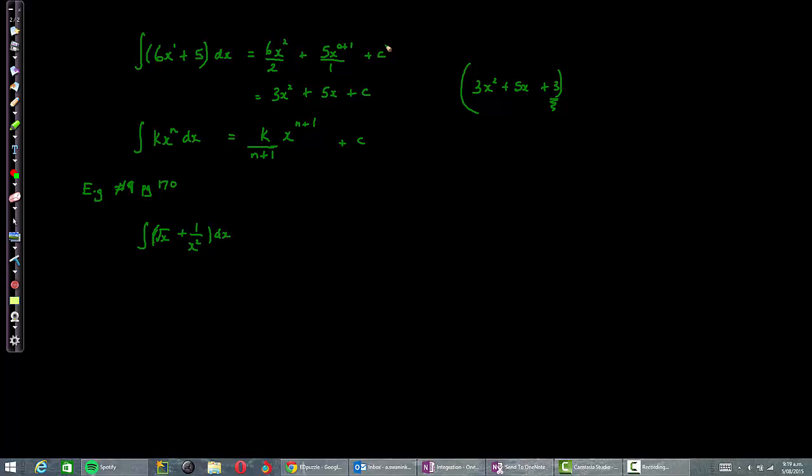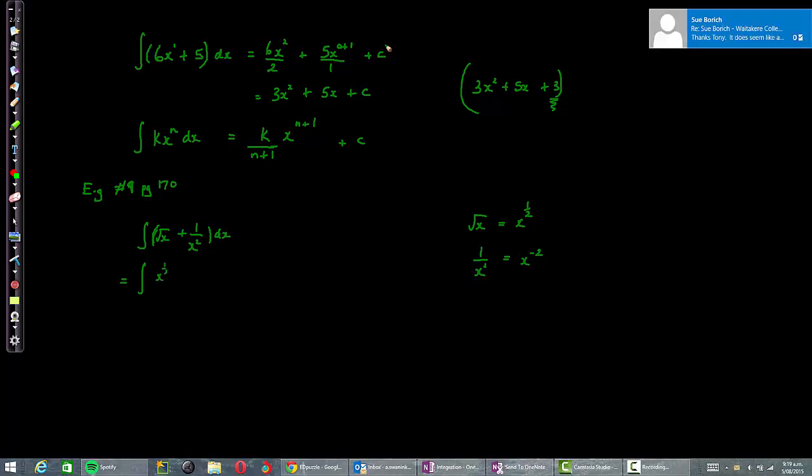Okay, now what we're going to do is we're going to need to put each of these terms here into this kind of power form. Now don't forget a few basic maths things, that the square root of x as a power of x would be x to the power of a half. 1 over x squared as a power of x would be x to the power of negative 2. So I'm going to rewrite the terms like that. So don't forget your integration symbol. Don't drop that off as you go.